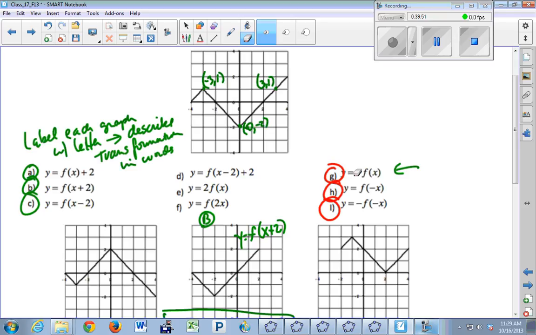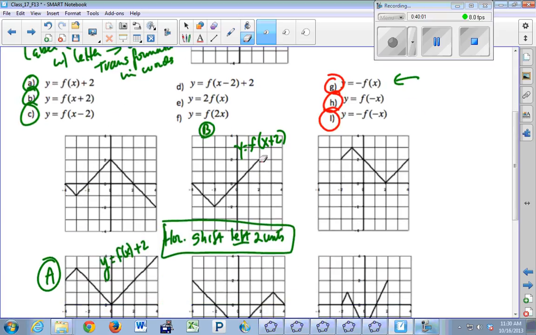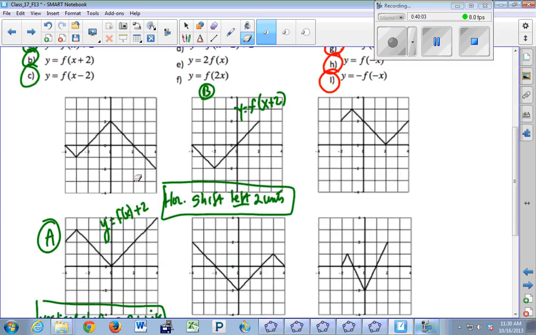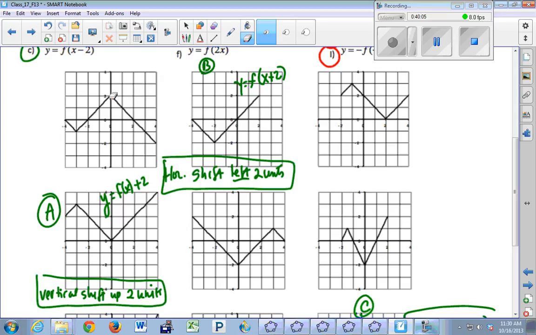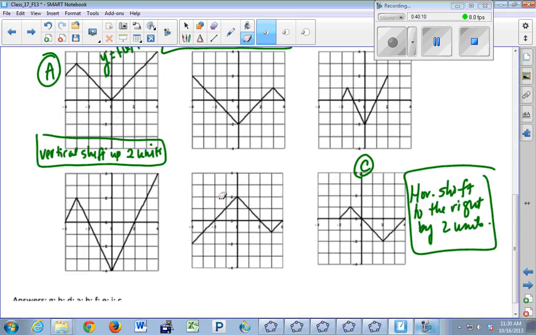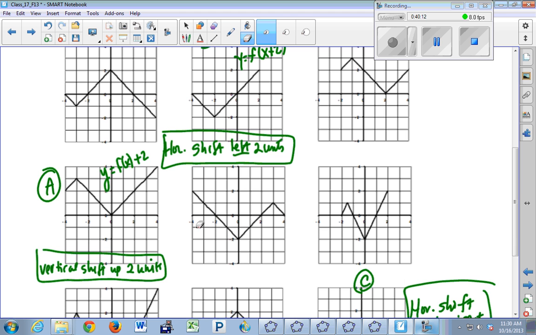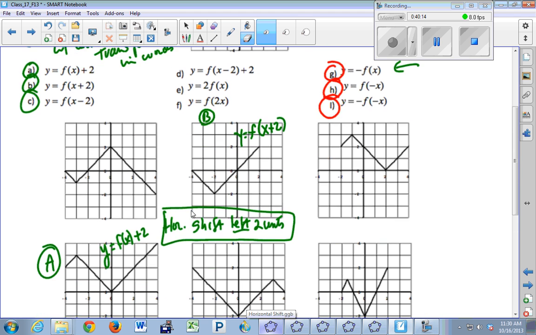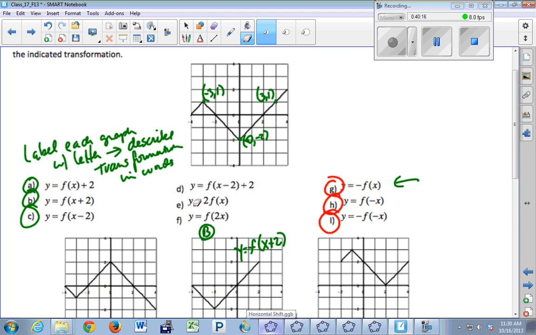G says take all my y values and change them to their opposite. So this point is going to be transformed to be (0, 2). I look on my graphs that I haven't picked already for a (0, 2) point. I've got one in this first graph, and I've got one in this graph. So it has to be one of those two graphs. I've got it narrowed down to two graphs.